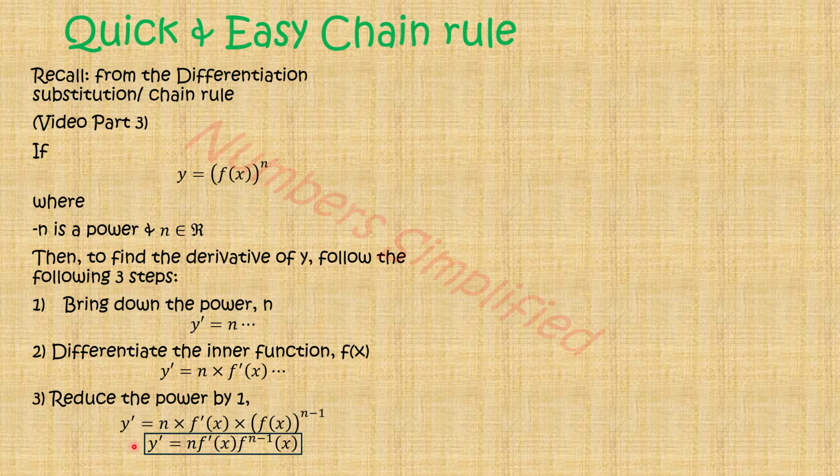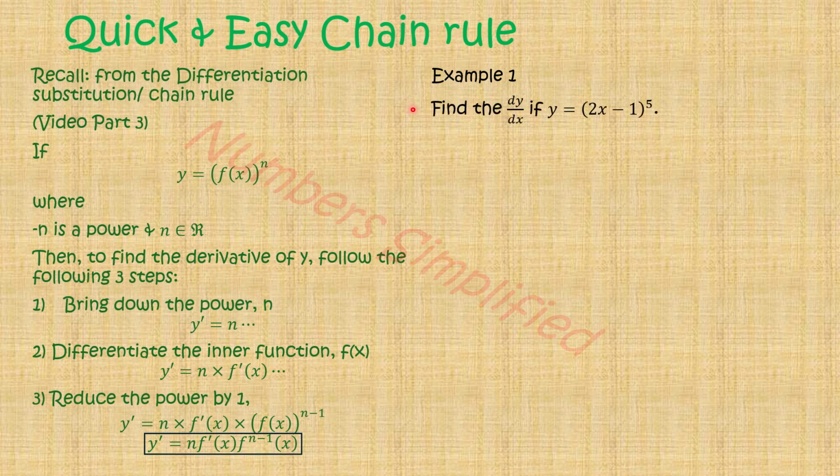Right, with that in mind, let us take a look at example 1. So the question says, find the dy dx if y is equal to 2x minus 1 raised to the power 5. So the solution. The first thing that we do is to bring down the power. In this case, the power is 5. So n is equal to 5. Therefore, we're going to have y prime is equal to 5 times something that we are going to obtain in step number 2 and 3.